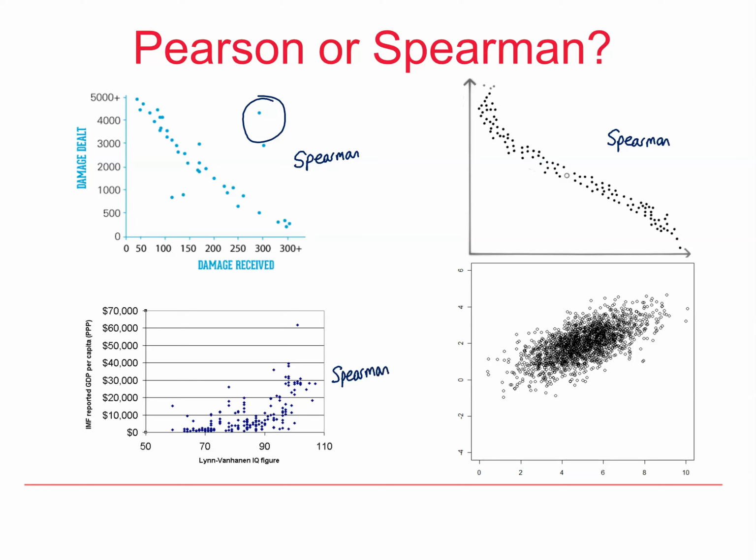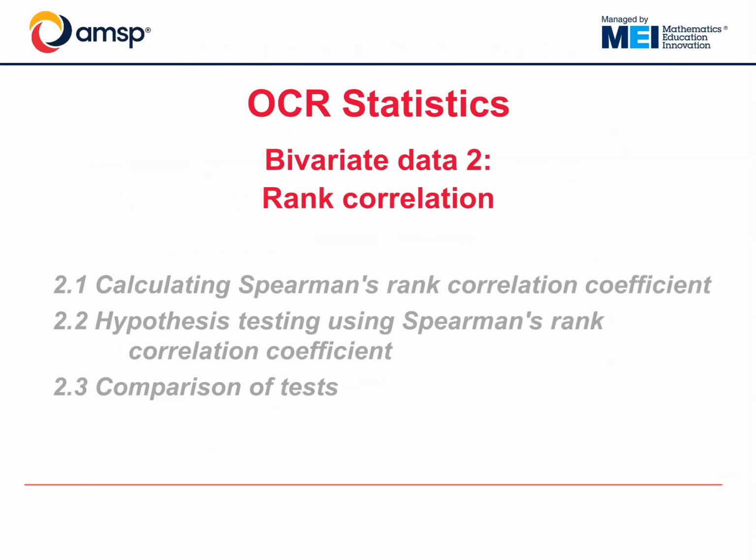In the fourth one, though, we have a lovely ellipse and no outliers, so we can use Pearson here and therefore should use Pearson. That's the end of this video on comparison of tests and the end of this section.